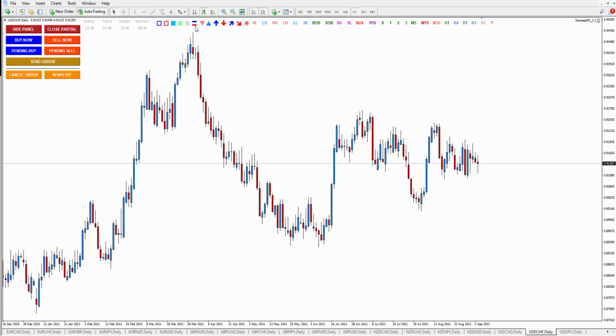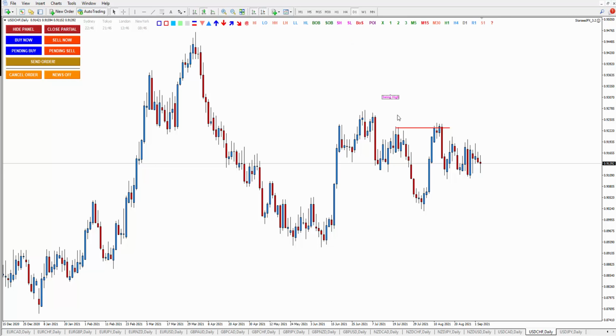US dollar Swiss franc, this is the last clear breakout to me over here. And so this is our swing high, this is our swing low, and the order block is the last bearish candle before the breakout happened. This is our buy order block over here.